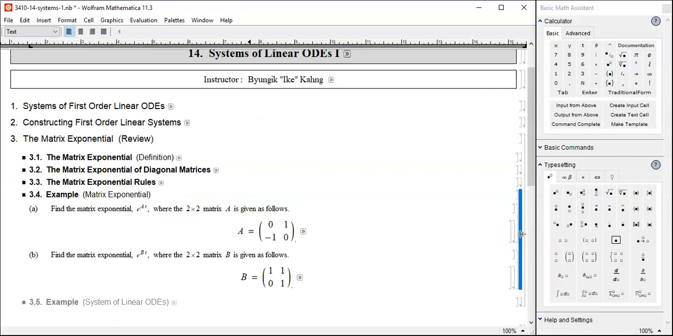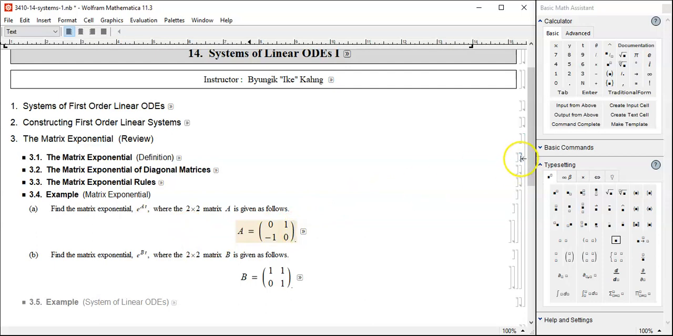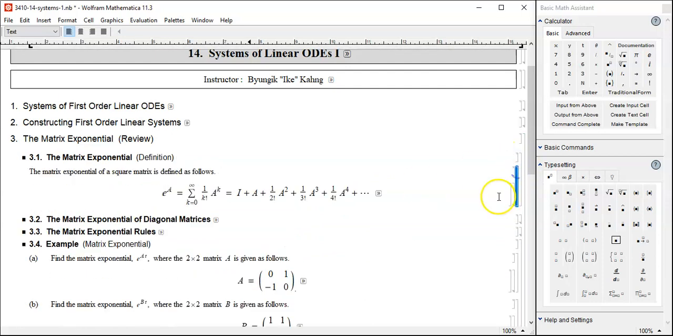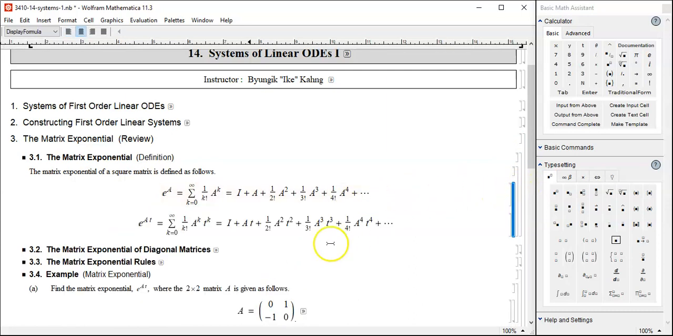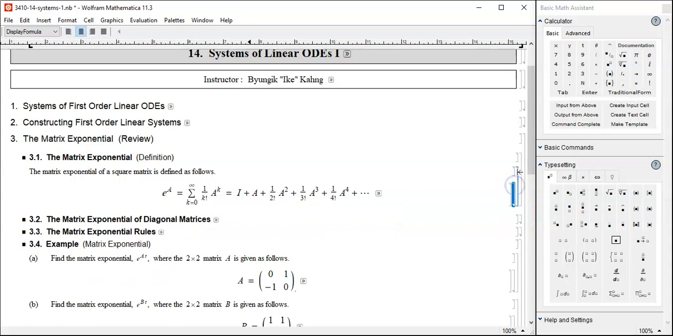Okay, here's a problem. Find the matrix exponential e to the At power for this 2 by 2 matrix. What is e to the At power? Well, this is the definition of the exponential, and A is At power. Instead of A, we have At power, like this. Then you're going to get this expression. So let's copy and paste this thing over there.